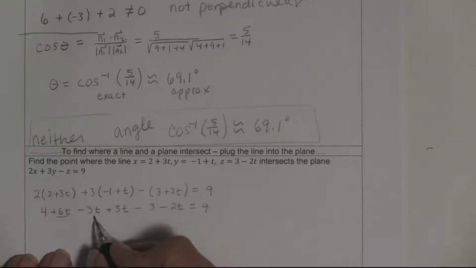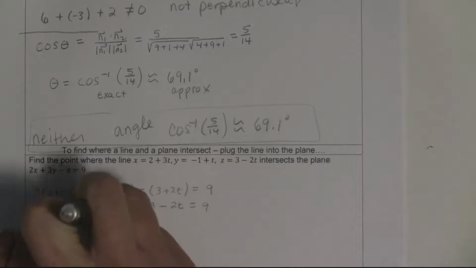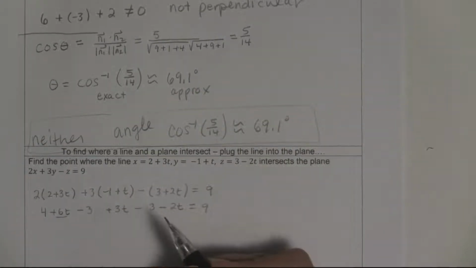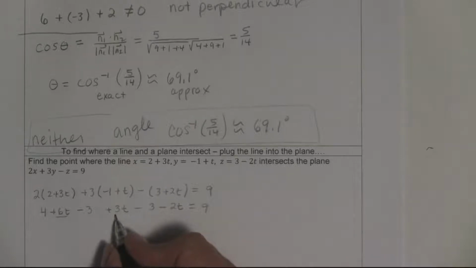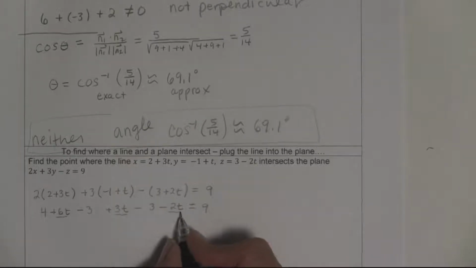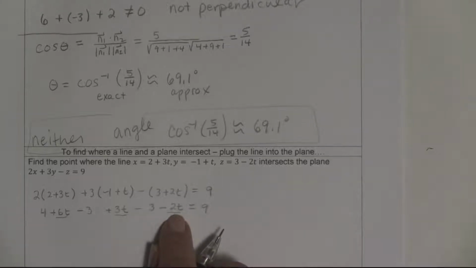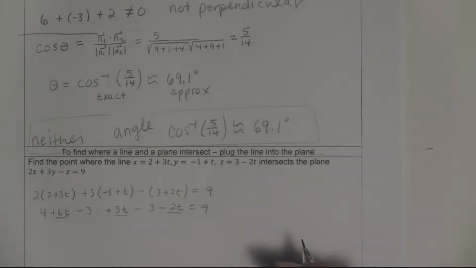I got a T on there. That's not right. I don't know why I put a T on there. 3 times negative 1 is negative 3. I need to get an algebra student and tutor them is what I need. So when I put these together, 6t, 3t, and minus 2t, I'm minus 2t.